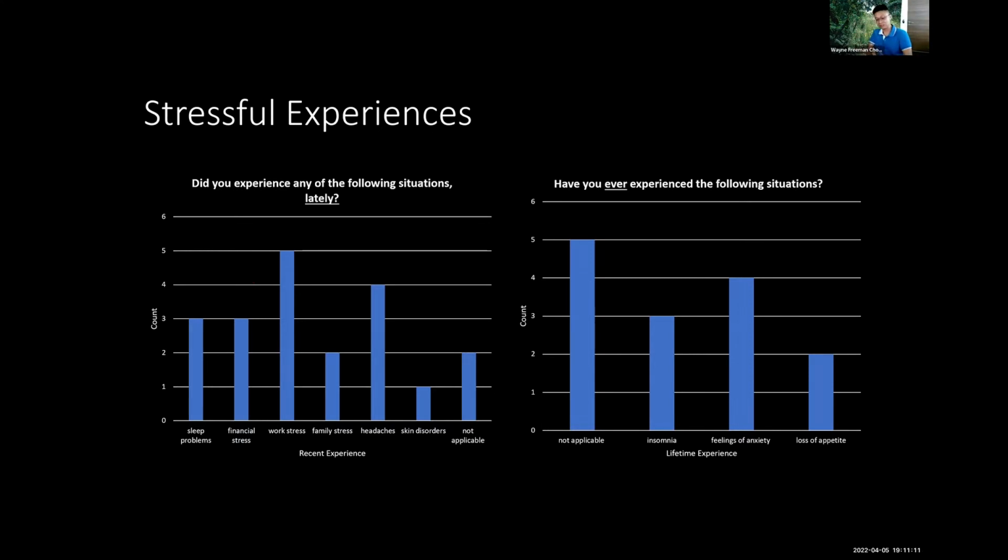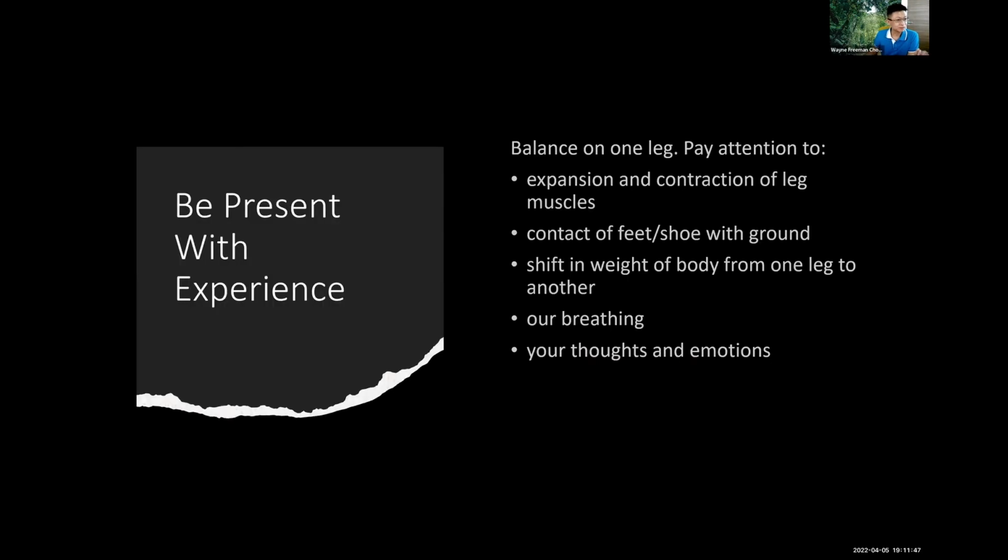Then, before I taught them some relaxation techniques, I asked them, have you ever experienced the following situations? Insomnia, feelings of anxiety, loss of appetite. So we find that anxiety, stress, and insomnia, 3. I do not know if there were repeat counts or double counting, so to speak, right? But these are typical instances where one would be very receptive, very welcoming, forthcoming, to the learning of techniques to deal with stress or to reduce stress, right?